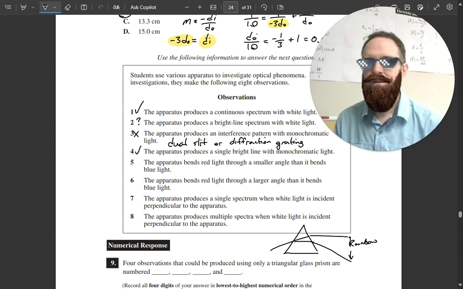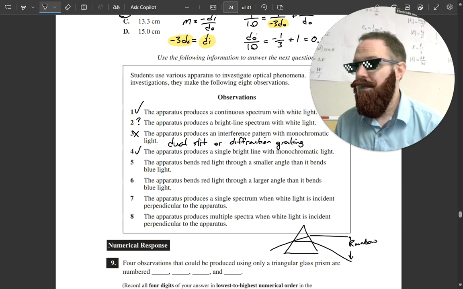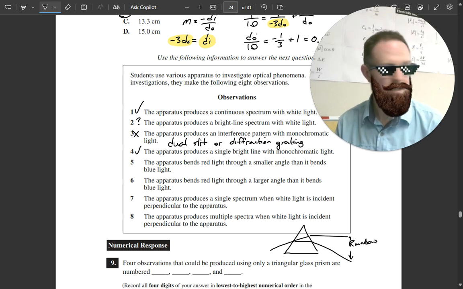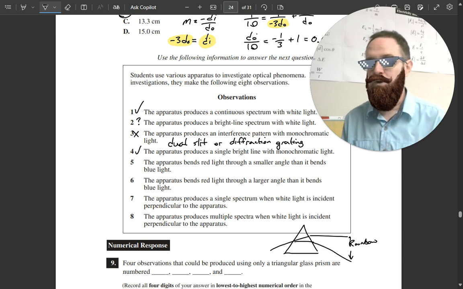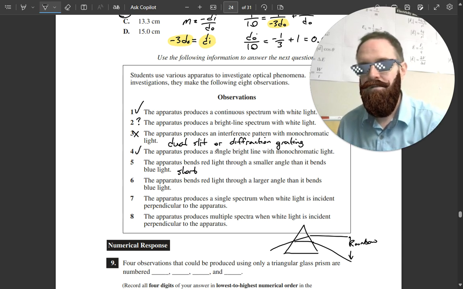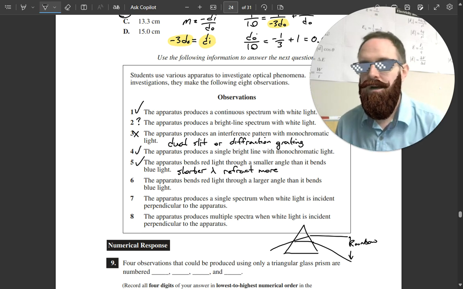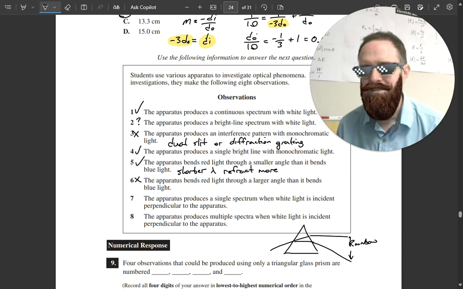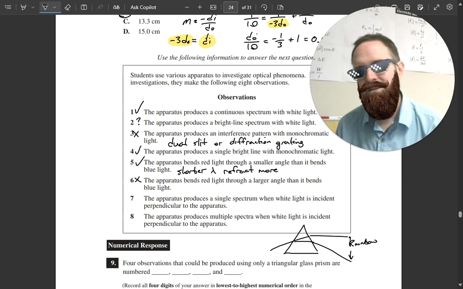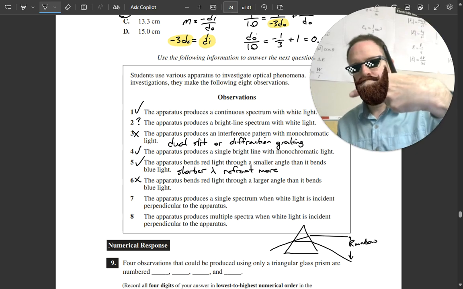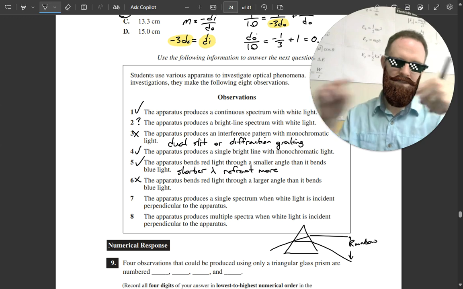So that makes sense. Bends red light at a smaller angle than it bends blue light. That is true. So remember, blue light bends more. Shorter wavelengths, shorter lambdas, refract more. So they have a bigger bend to them. So that's true. Then obviously the next one's false, right? So we've done 3 so far. Apparatus produces a single spectrum when white light is incident perpendicular to the apparatus. How do you come perpendicular? Because when it comes out the other side, it's going to have to spread out.